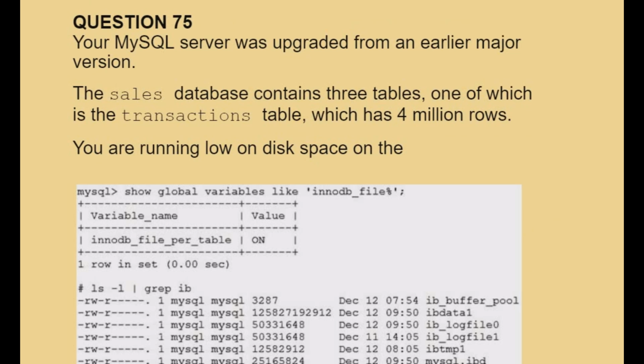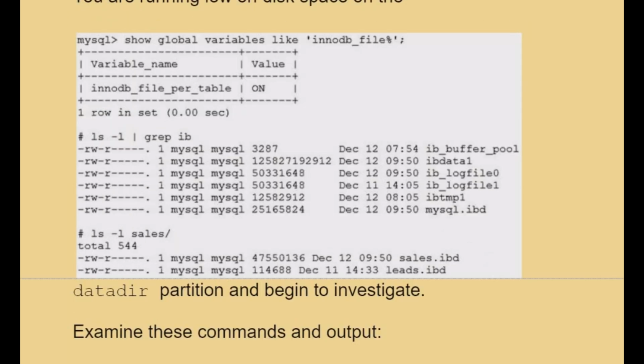Question is, your MySQL server was upgraded from an earlier major version. The sales database contains three tables, one of which is the transactions table, which has 4 million rows. You are running low on disk space on the data dir partition and begin to investigate. Examine these commands and output. Please see this table.